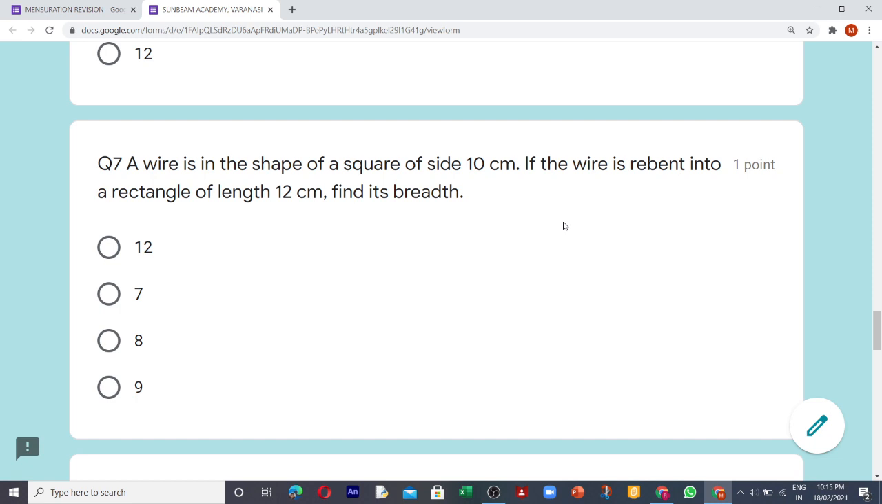Answer of 7th question. Is it 12 or 7 or 8 or 9? All will be in centimeter, I know. Only values are written. It's wrong, children. We have to write centimeter everywhere, but I missed it. So next time we'll take care of this. You just see the values. If done, then let's move to next question.